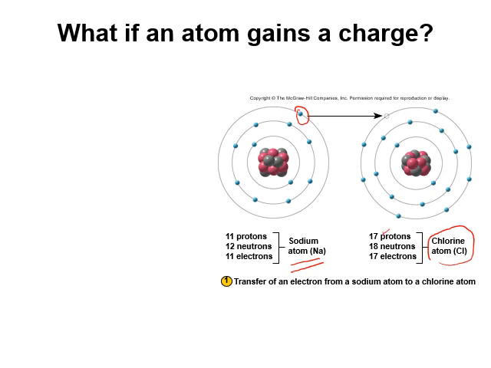Chlorine has 17 protons, 18 neutrons, and 17 electrons. So in the first shell, chlorine has 2 electrons. In the second shell, chlorine has 8 more electrons. In the third shell, chlorine only has 7 electrons. So neither sodium nor chlorine has fulfilled the octet rule. So they constantly look for electrons to fulfill the octet rule.